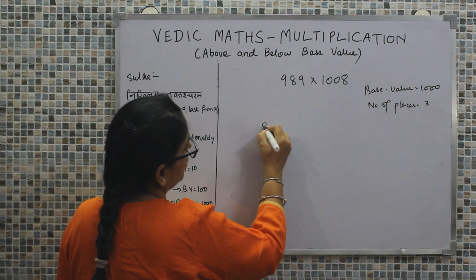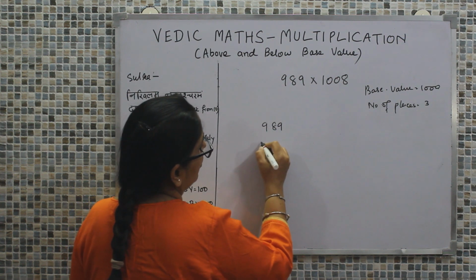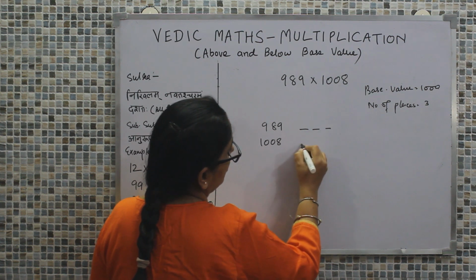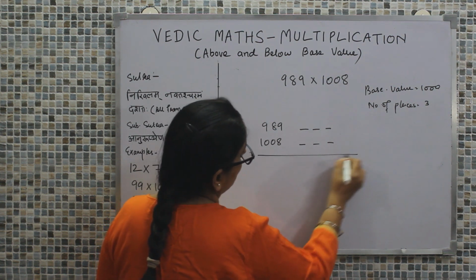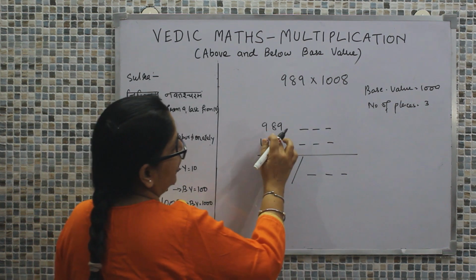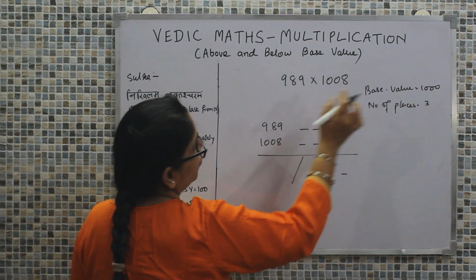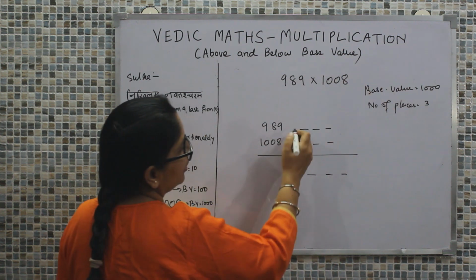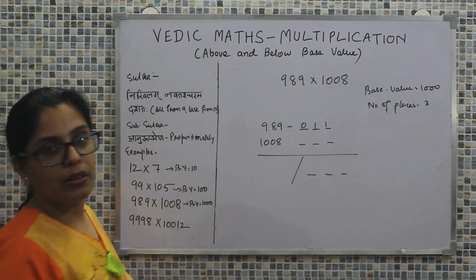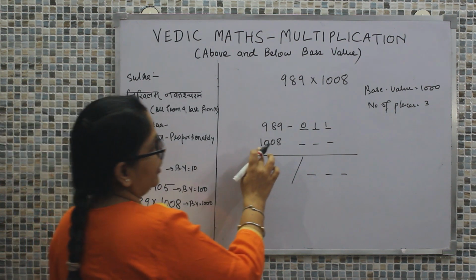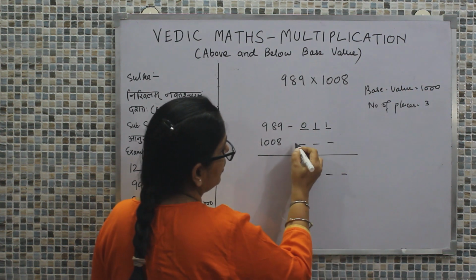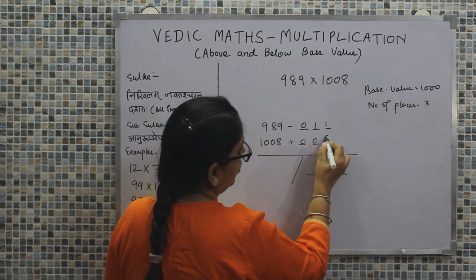Now let's move to the computation part. This number of places is 3, and for the answer also in the RHS we have 3. Now let's compare this value with 1000. Using Nikhilam we identified that it is 11 less than 1000. Identifying 1008 and 1000, it is 8 more than 1000.